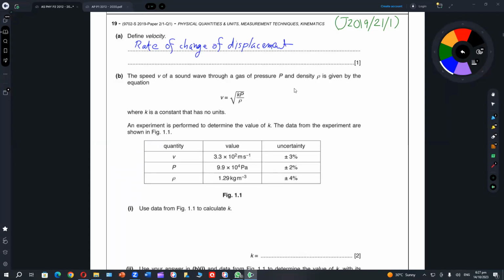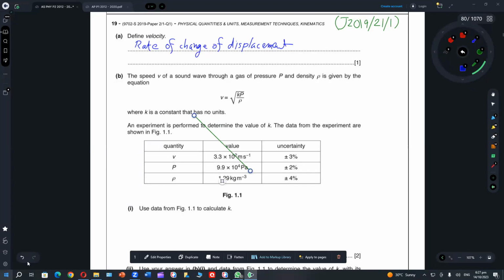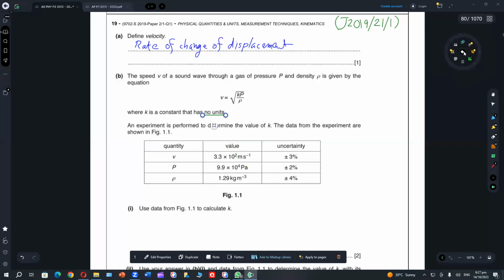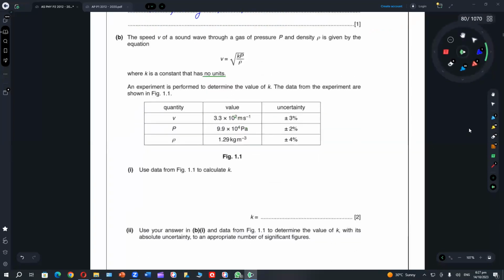The speed of a sound wave through a gas of pressure P and density rho is given by the equation, where K is a constant that has no unit. There is no unit for K. Examiner says K has no unit. Now read forward. An experiment is performed to determine the value of K. The data from the experiment are shown in the figure. Use data from 1.1 to calculate K.